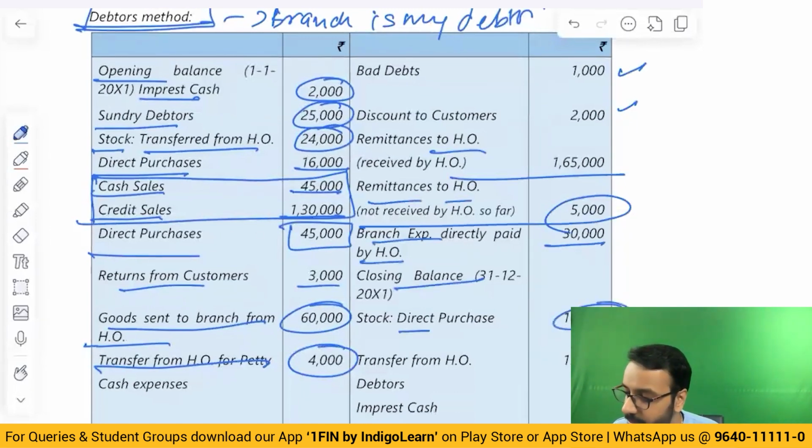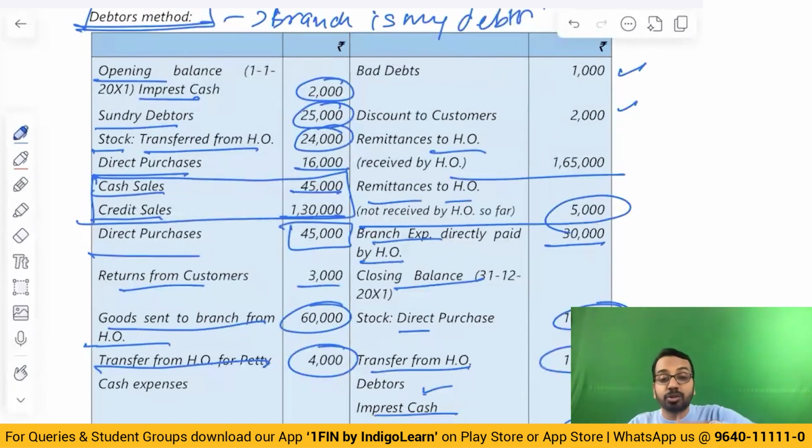Stock direct purchase 10,000, transfer from HO 15,000, debtors, how much is the amount? Impressed cash, how much is the amount? Petty cash expenses 4,000. So here these two numbers are not given. When these two numbers are not given, we need to derive. So how do we derive?